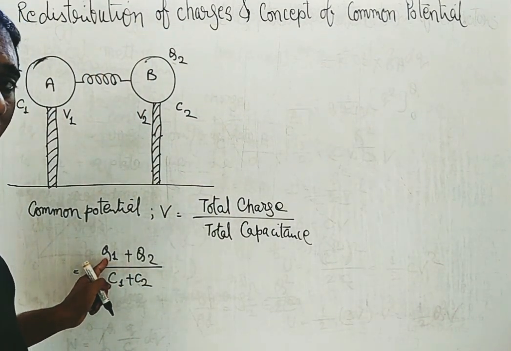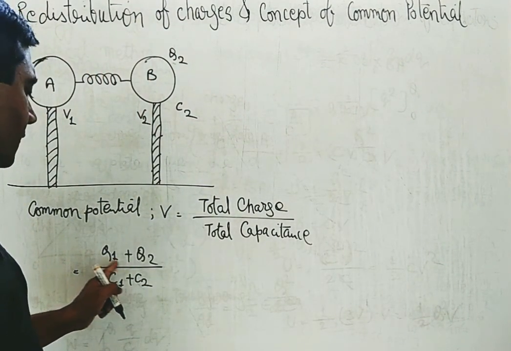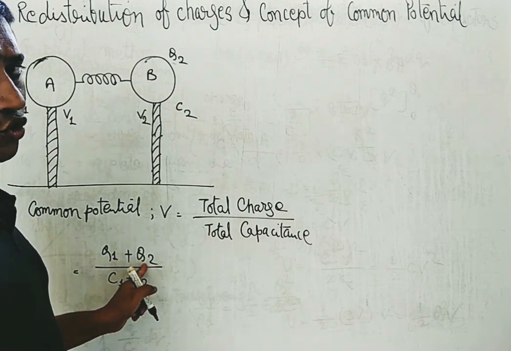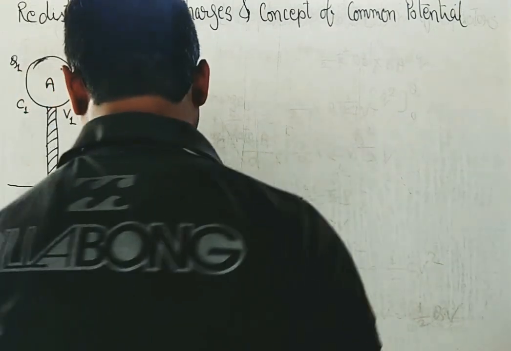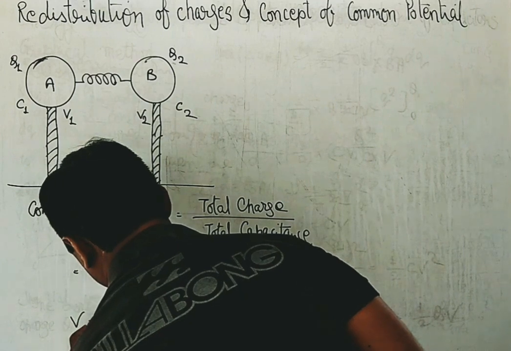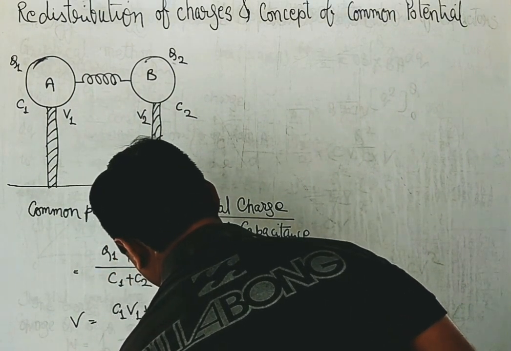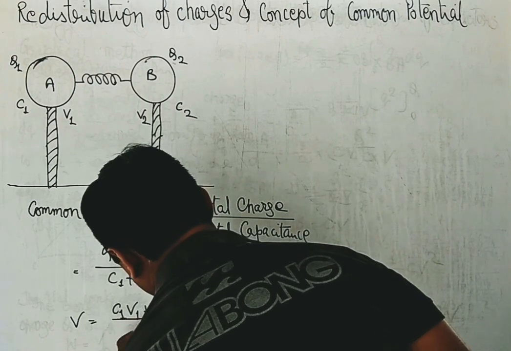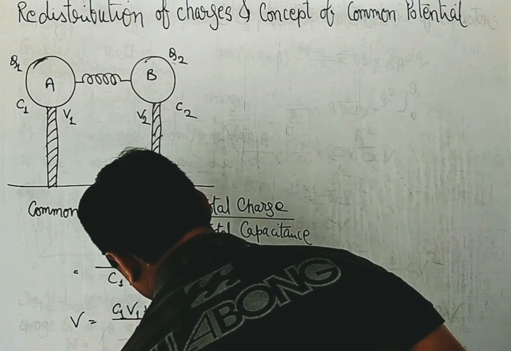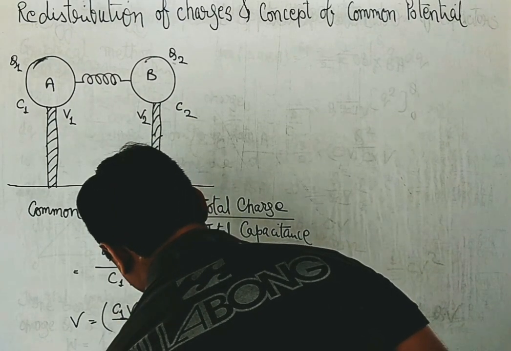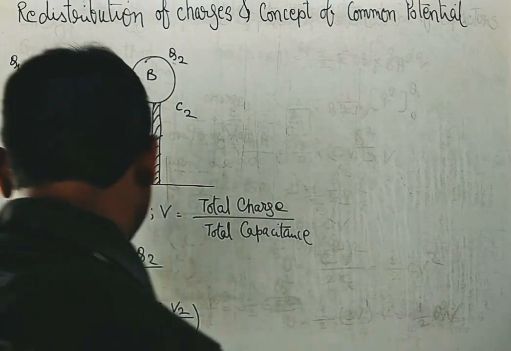Now for Q1 we can have C1 V1, and for Q2 we can have C2 V2. So we now write the common potential as V equals C1 V1 plus C2 V2 upon C1 plus C2. So this is the common potential.